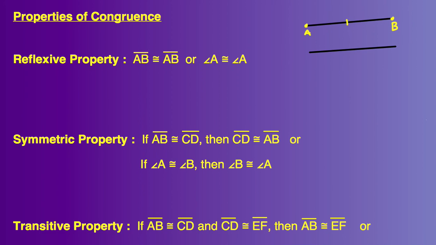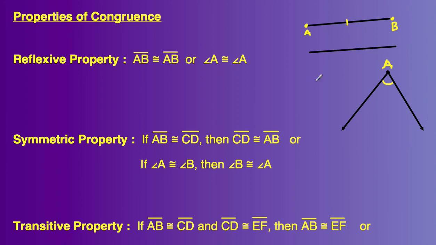Okay, if we have angle A, let's say this is angle A, then yeah, angle A is congruent to itself. It has the same measure, same shape as itself.